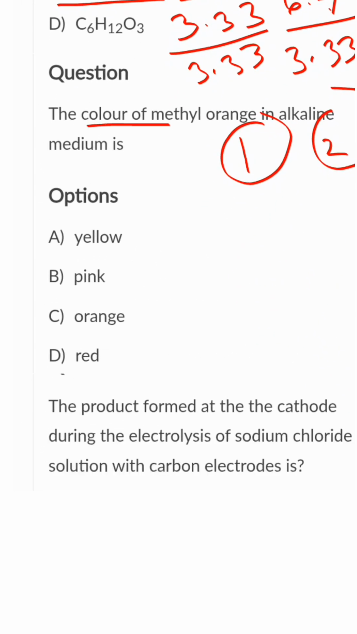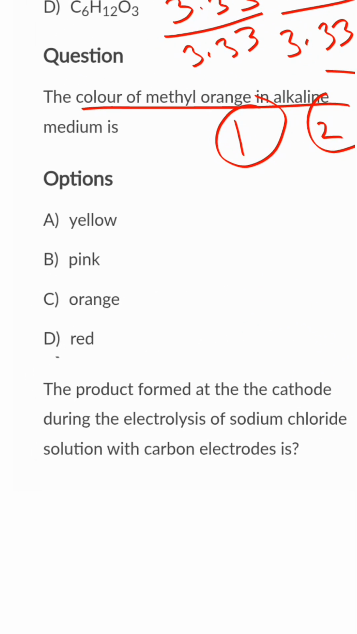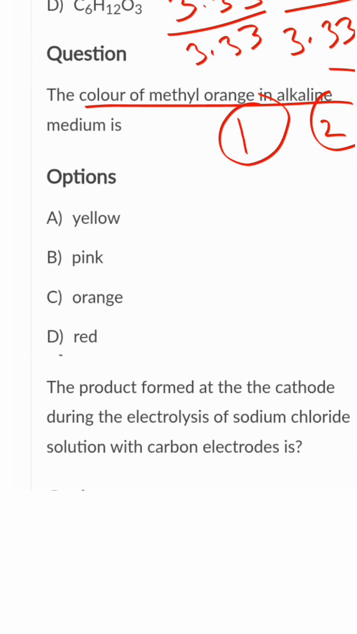And this one, the color of methyl orange in alkaline medium. Alkaline medium means basic medium.